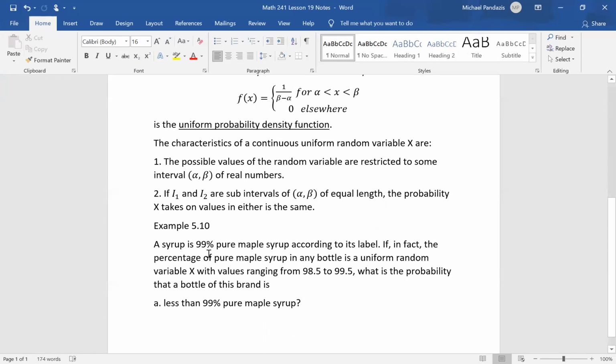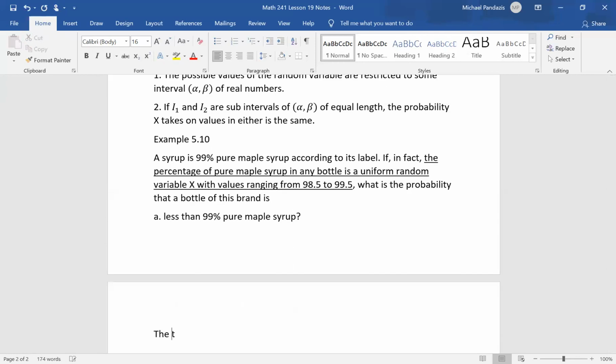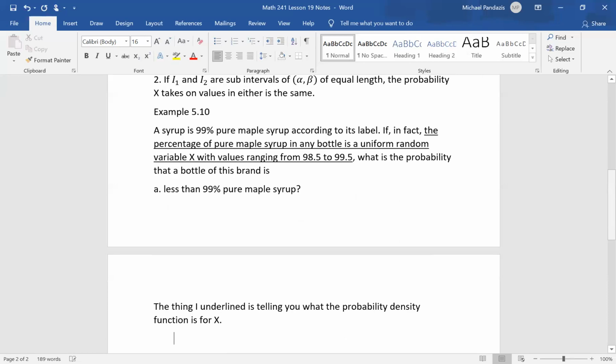Okay, so X, what it's telling you is that the percentage of pure maple syrup in any bottle is a uniform random variable X with values ranging from 98.5 to 99.5. So I'm going to underline that. The thing I underlined is telling you what the probability density function is for capital X. Okay? And so now let's just write down what that function is.